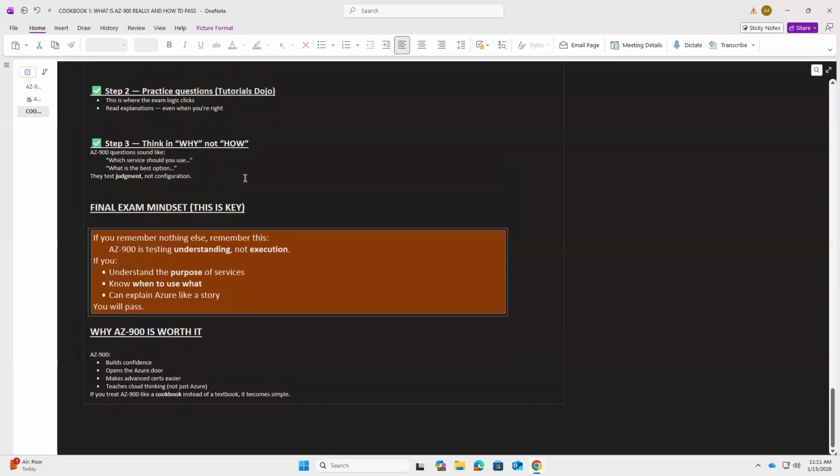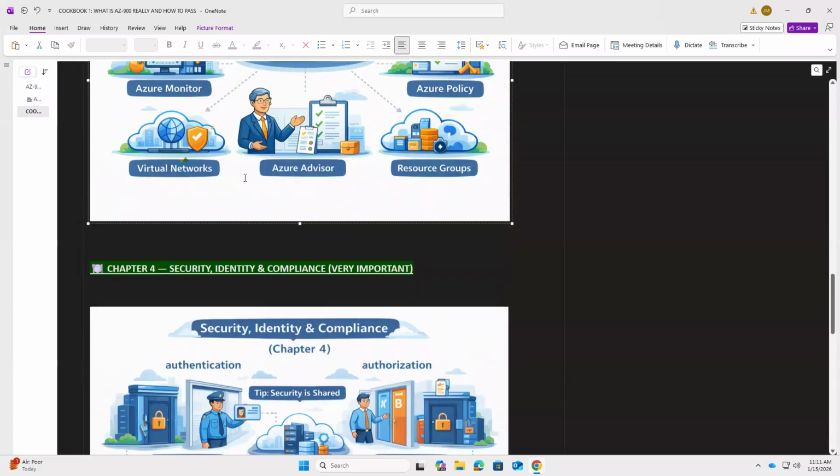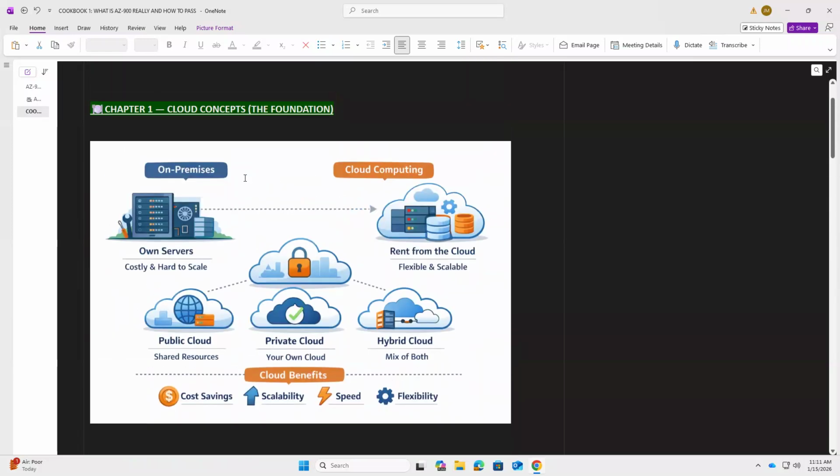So remember nothing else. Remember this: AZ900 is testing understanding, not execution. They're not really testing you to do stuff, but they're testing your concepts. But this is what I think: I think that you can do a lot more. You can do well if you actually see what you're learning.